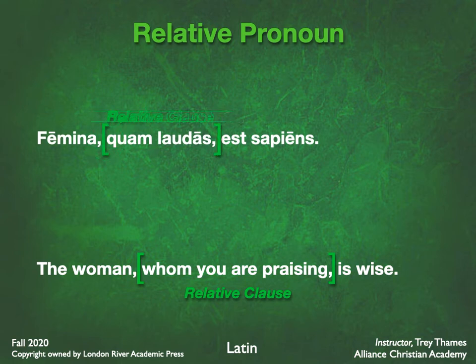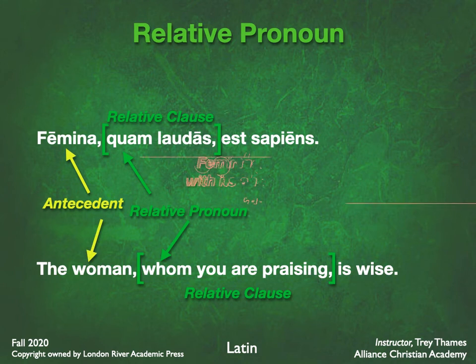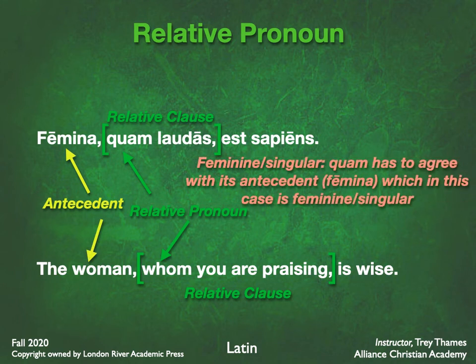Right. There's your relative clause. The relative pronoun in Latin is quam, and in English it is whom. The antecedent in Latin is femina, and in English it is the word woman. That's the antecedent. Now, quam has to agree with its antecedent. There we go. There's the antecedent. So the antecedent, femina, is feminine, and it is singular. So quam has to be feminine and singular. The relative pronoun, the form we have to have, is feminine singular.